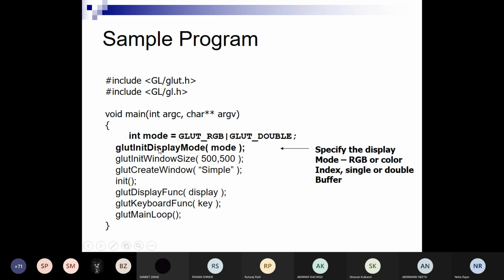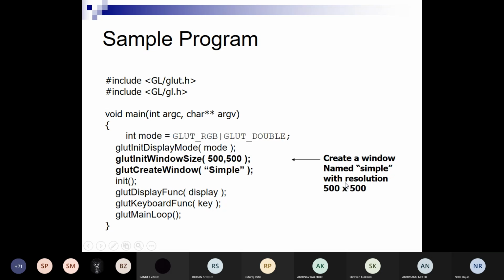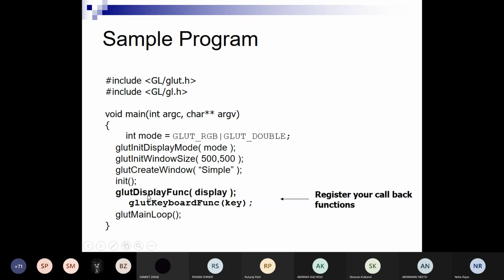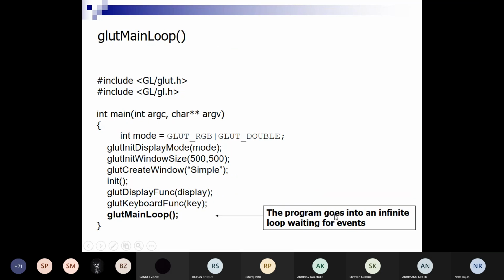So why are we using display mode? It specifies the display mode: RGB or color index, single or double buffer. Then create a window named simple with a resolution of 500 by 500. Then what is init? Your OpenGL initialization code. It is optional. So what is glutDisplayFunc? Register your callback function. Then what is main loop? We have seen this. The program goes into an infinite loop waiting for events.